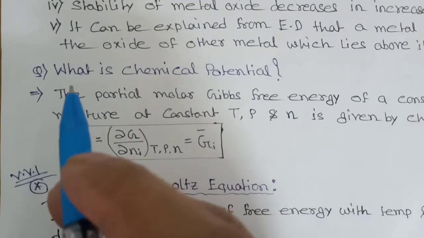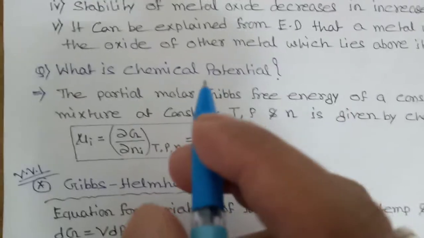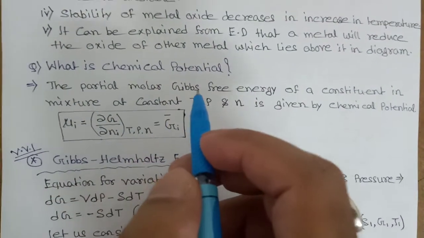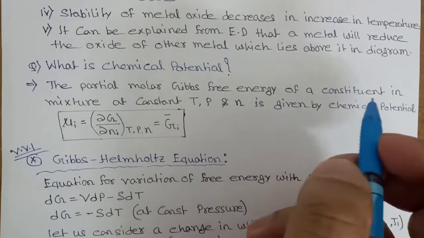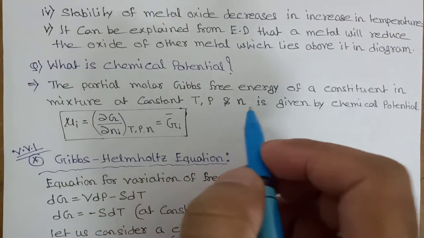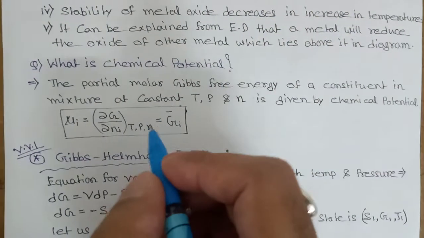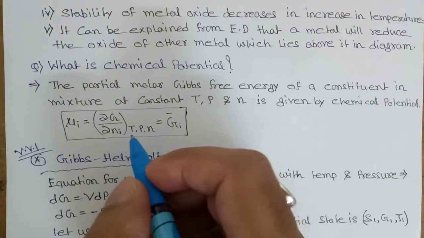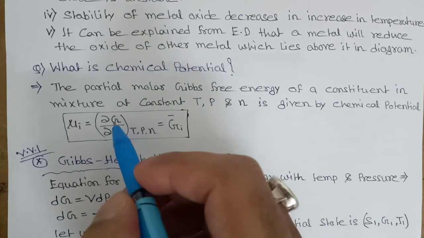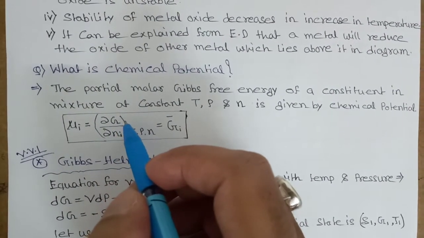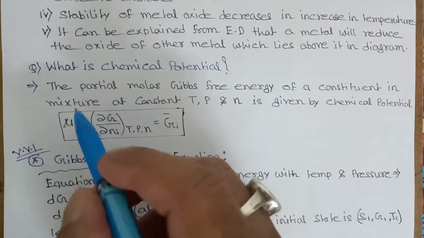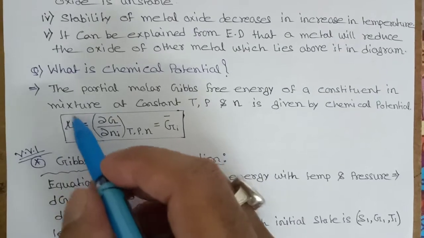Now we will learn what chemical potential is. The partial molar Gibbs free energy of a constituent in a mixture at constant temperature, pressure and mole number is given by chemical potential. So here the constants are temperature, pressure and mole number, and this is the partial molar Gibbs free energy with respect to number of moles. This chemical potential is denoted by μ.